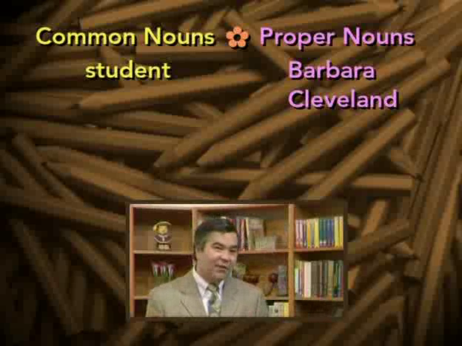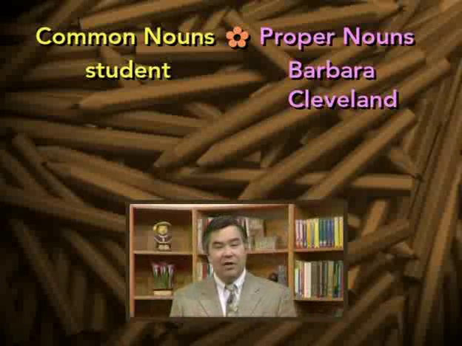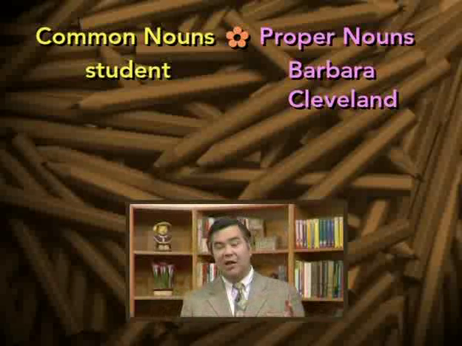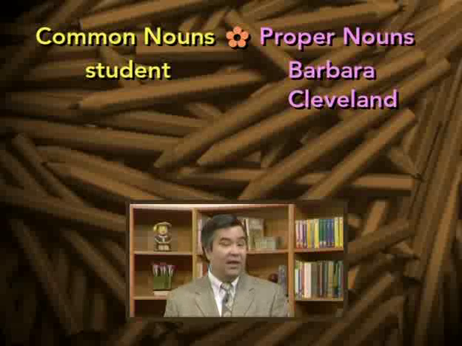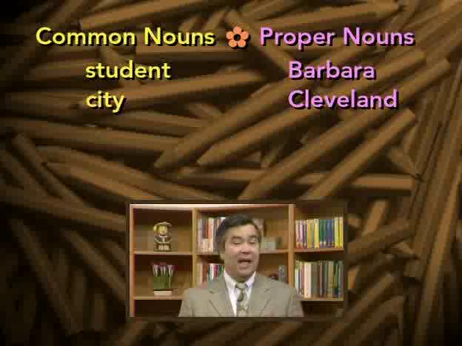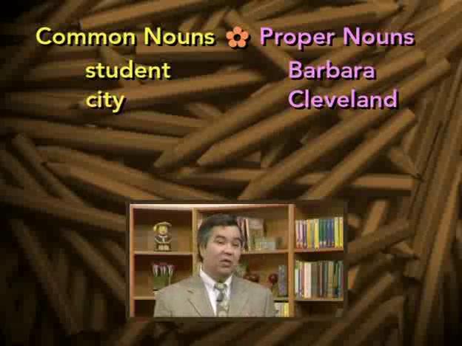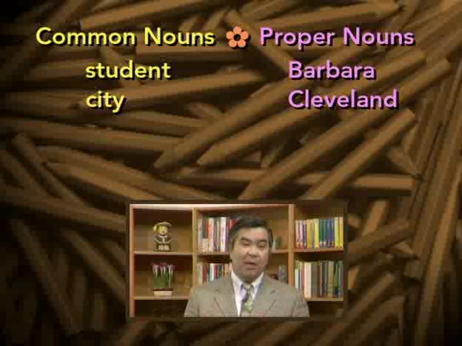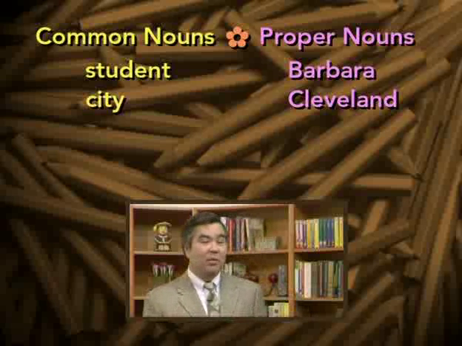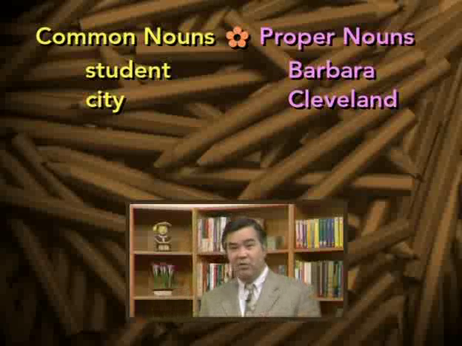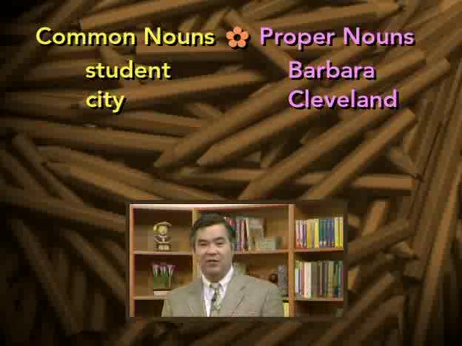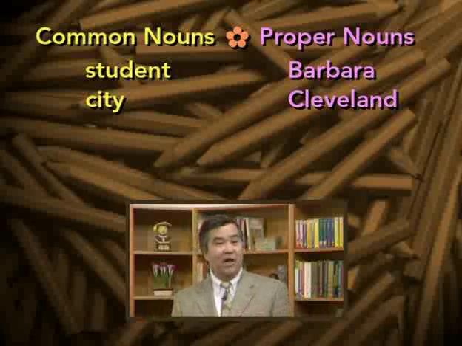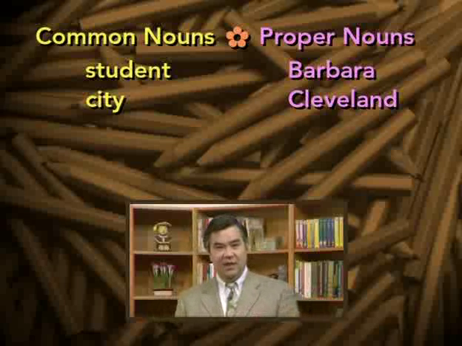It names a specific example of a city rather than the broad general category of cities, so that the noun city would be a common noun, whereas Cleveland, which names a specific city, would be a proper noun. And that's why Cleveland would begin with a capital C when you were writing a sentence using the word Cleveland. Here are a couple of other examples to help you see the difference.